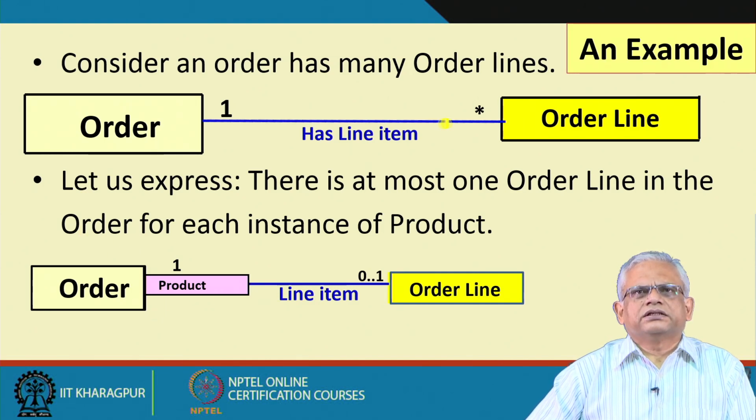See here, the star here has become 0, 1. In the qualified association, it is understood that an order has multiple order lines, but then just see here this association, the link is between the product and the order line, and therefore we say that given a product, in the order we have at most one order line. There is at most one order line in the order for each instance of the product, or given a product, there is at most one order line in the order.